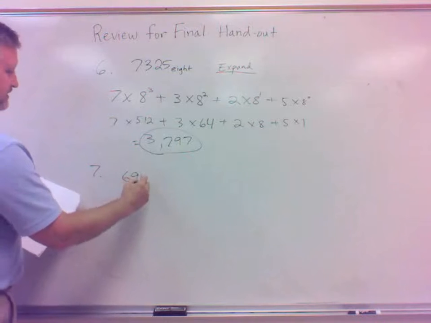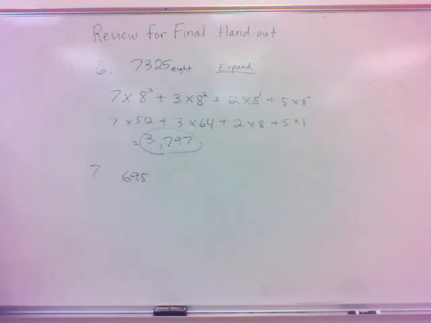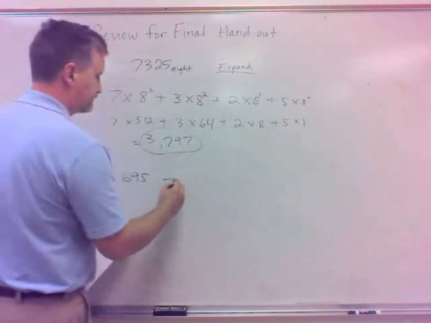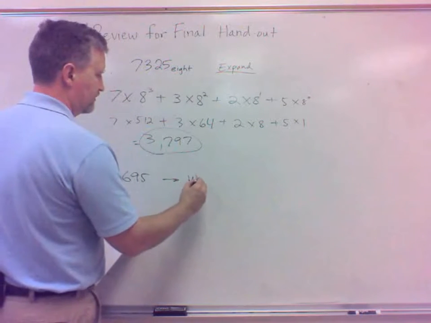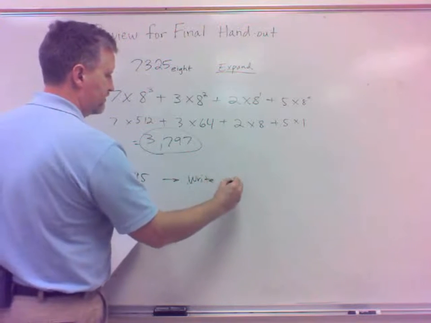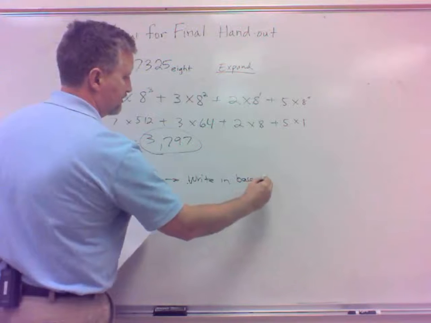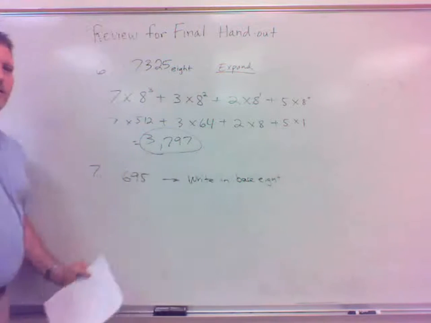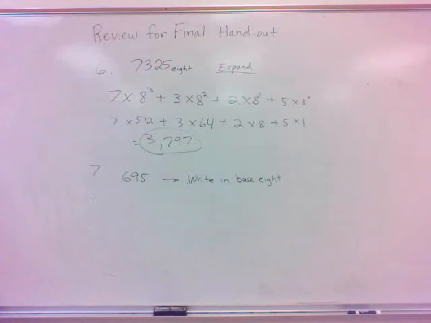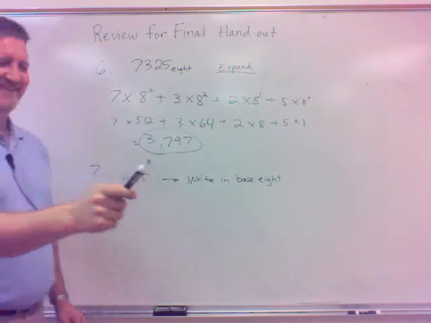This is a base 10, and I know that because there's no base showing there. So I want to write 695 in base 8. Well, that's going the other direction, so to speak. I'm going from base 10 to another base, and so I do that differently. How do I do that differently? I use what? Successive. Don't say it all at once. Division. Successive divisions.